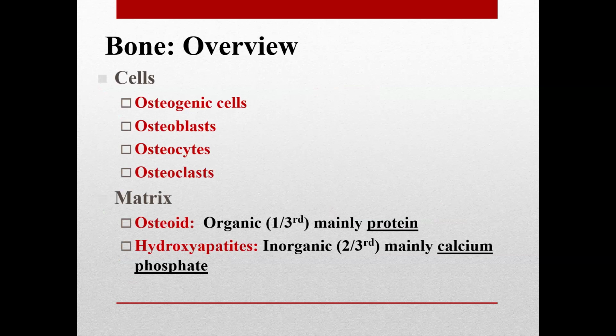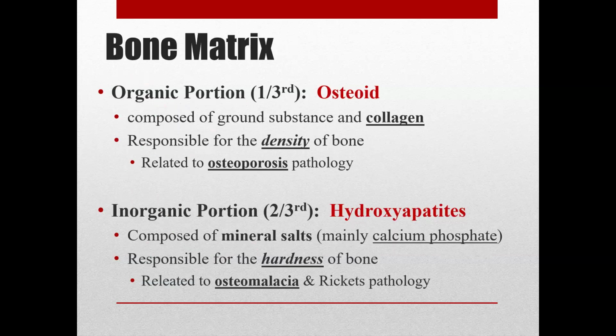So there's our review of our first 2 big topics for today: all 4 cells, and then what's organic and inorganic of our matrix of bone. And then notice I threw the disorders in there because we're going to see that. I'd just like to have you guys relate that right away. So if you get any question, loss of density of the bone causes, this is osteoporosis. Loss of hardness of bone is osteomalacia.